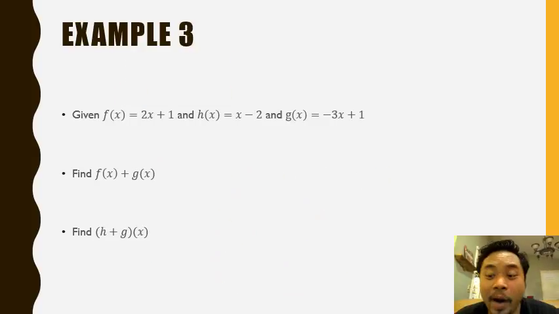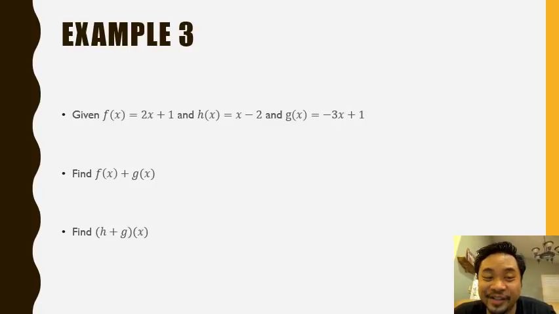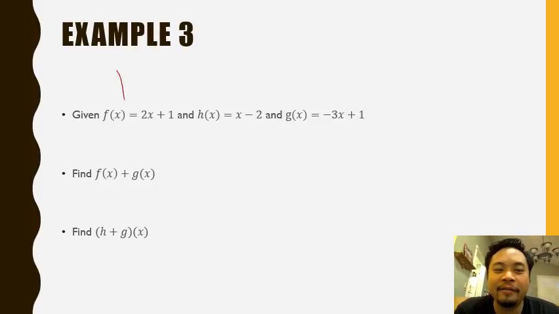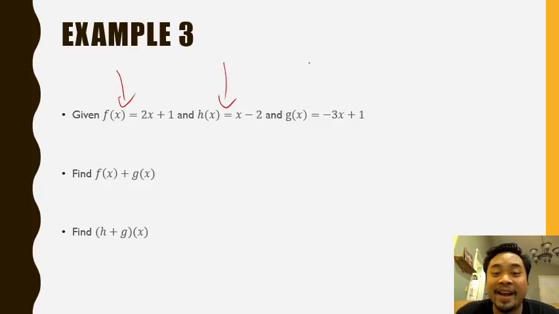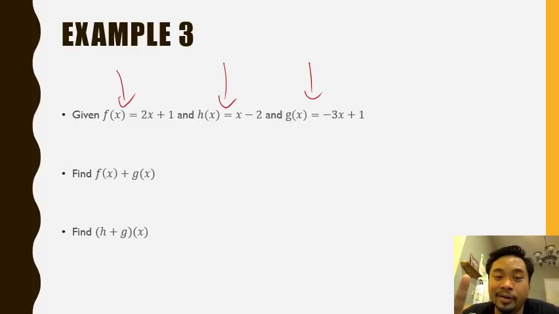Let's keep going. Right, so here's our next example here. The only thing that you've got to be careful about is making sure that you're adding the right functions together. So notice I've got an f of x, an h of x, and a third player here, which is g of x. So the first problem here says find f of x plus g of x. That means that I'm only worried about two specific functions here, so make sure that you're using the right functions.